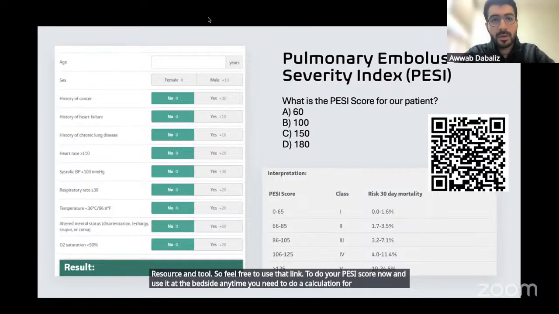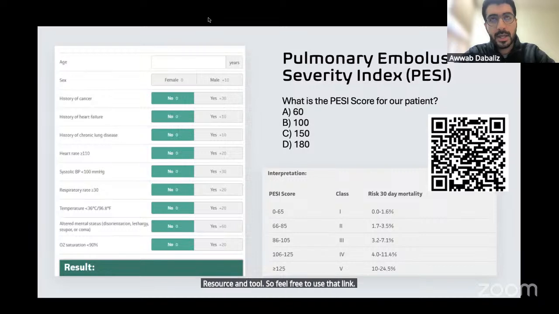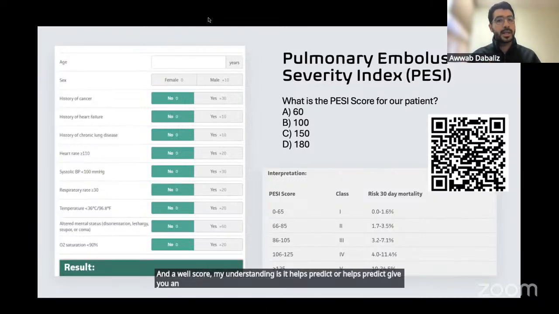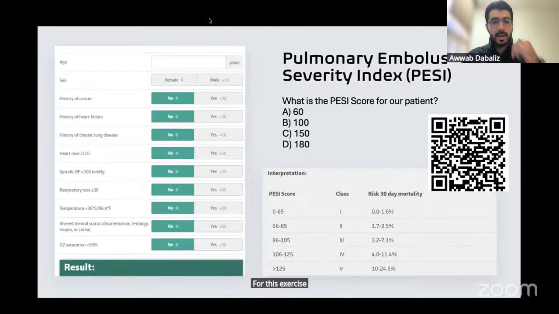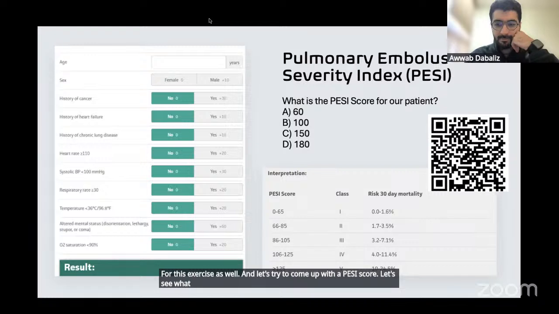And a Wells score, my understanding is it helps give you an estimate of the likelihood of the patient having a PE. A PESI score helps with the severity of patients with confirmed PE. So that's kind of a distinction here. So let's take 30 seconds here and try to calculate our patient's PESI score. Let's assume that the patient has altered mental status for this exercise as well, and let's try to come up with a PESI score. Let's see what you guys get in the chat.